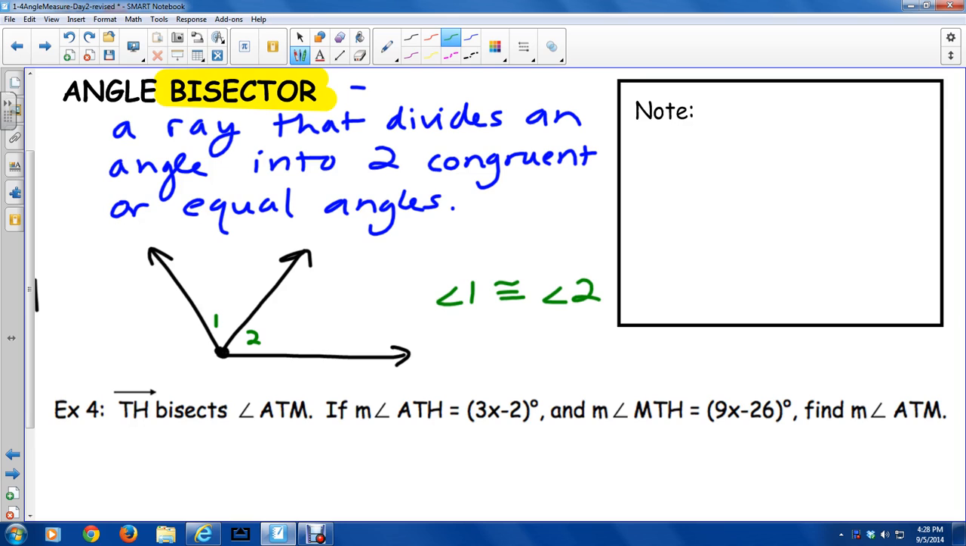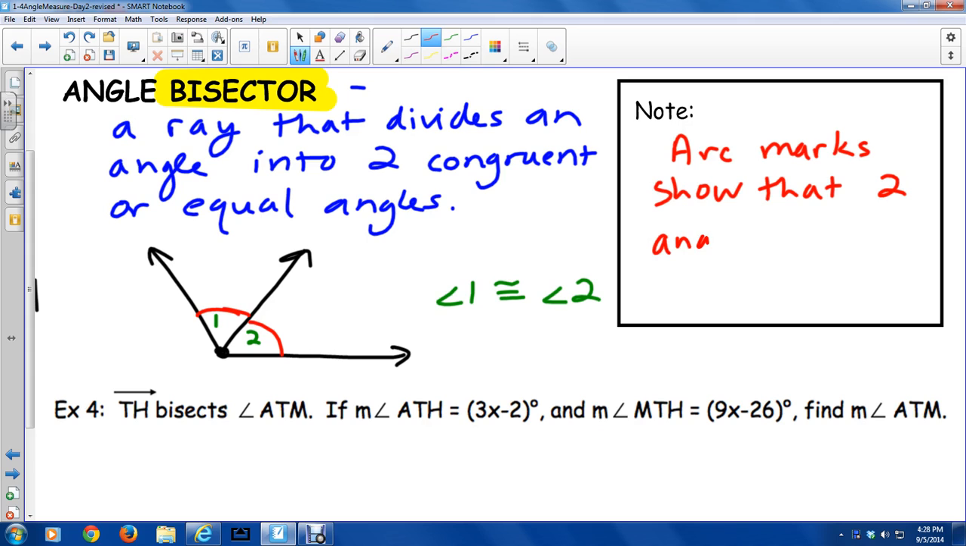I'm going to go ahead and mark that. We like to use a similar marking to what we use for the segment bisectors, or when we have a midpoint. We called those tick marks. This time we're going to call them arc marks. So arc marks show that 2 angles are congruent, or that their measures are equal.